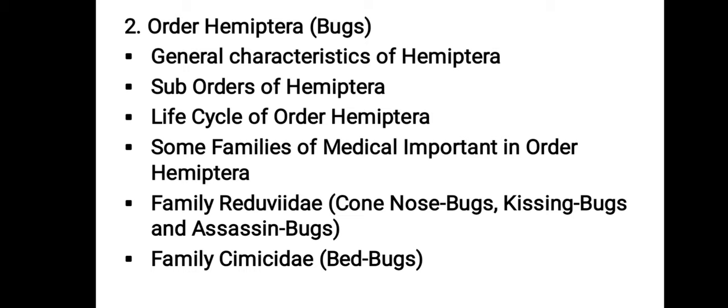Then some families of medical importance are the Reduviidae and the Cimicidae. There are more than 20 subfamilies of the Reduviidae. This Reduviidae is where you have the cone nose bugs, the kissing bugs, and the assassin bugs. The subfamily Triatominae is most important medically and includes those species of which both sexes feed exclusively by sucking the blood of vertebrate animals. Triatominae are popularly known as cone nose bugs, and they occur in the nests of birds and mammals, and in the dwellings of man and his domesticated animals. That's about this family, Reduviidae.